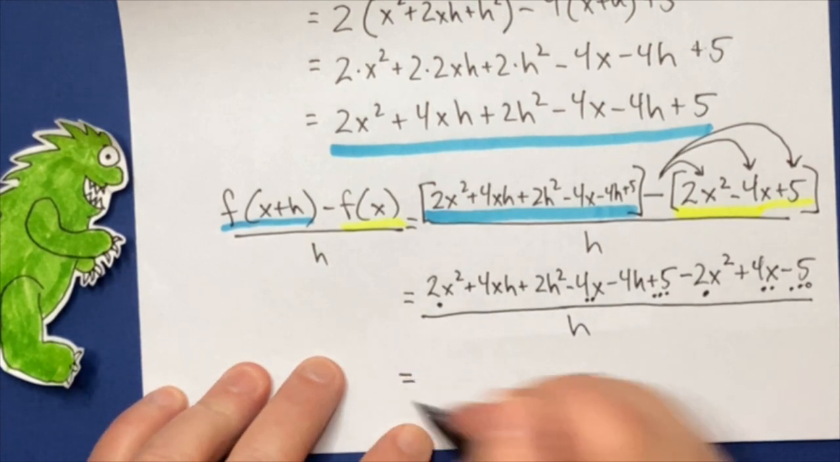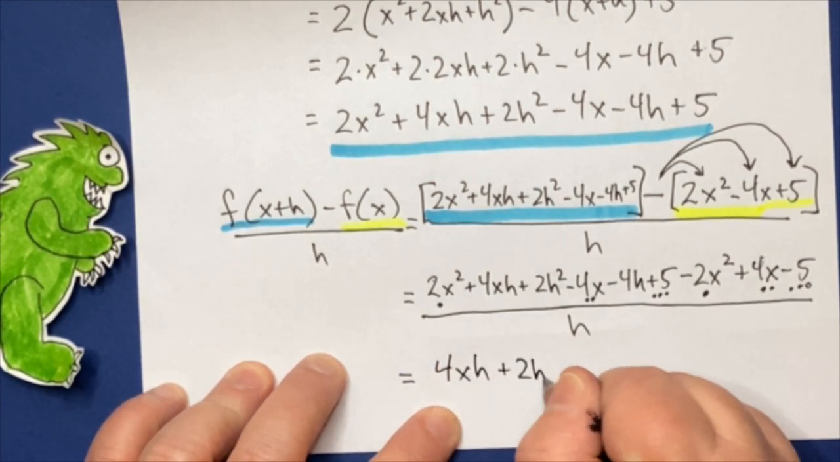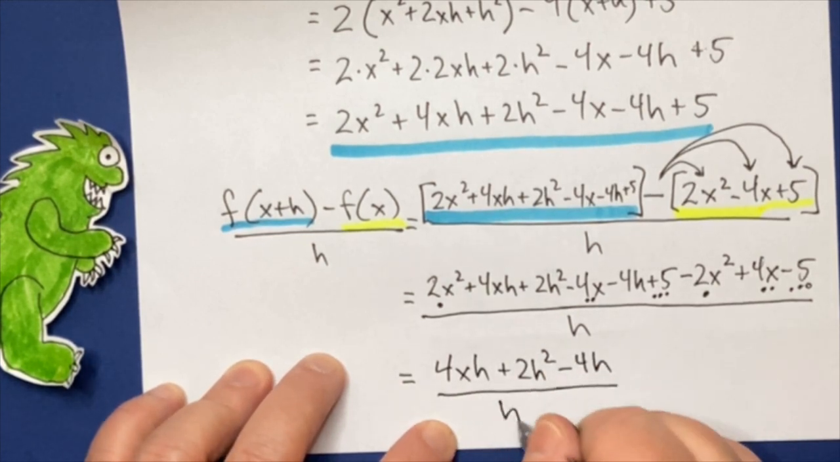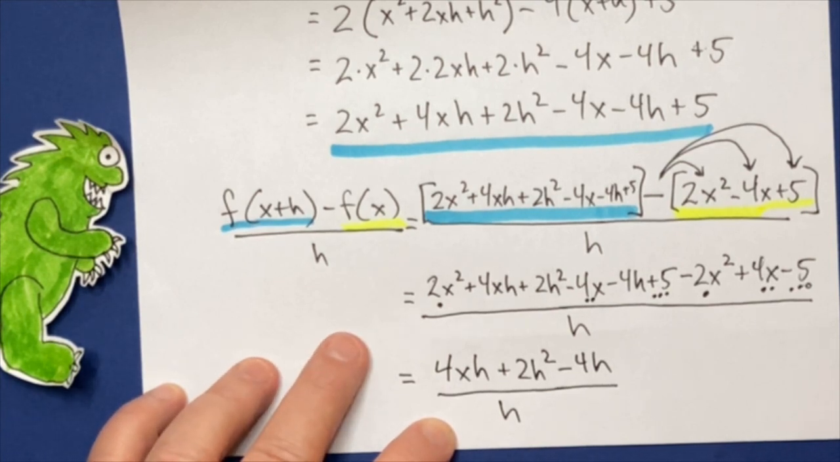So all we have left up top are 4xh plus 2h squared minus 4h all over h. Everything that doesn't have an h in it cancels out. Isn't that nice? It's so cool. Okay. So what happens next? So what happens next is we have to cancel the h's.